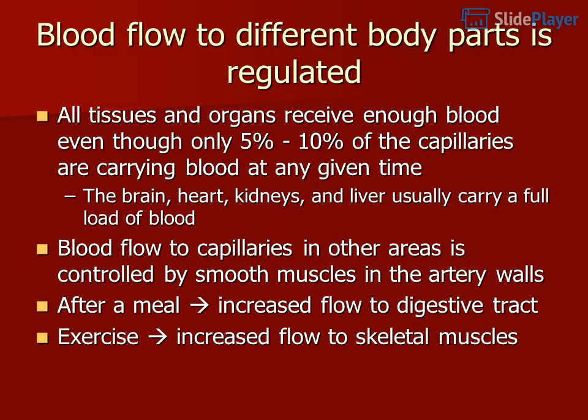Blood flow to different body parts is regulated. All tissues and organs receive enough blood even though only 5% to 10% of the capillaries are carrying blood at any given time. The brain, heart, kidneys, and liver usually carry a full load of blood. Blood flow to capillaries in other areas is controlled by smooth muscles in the artery walls. After a meal, increased flow to the digestive tract. Exercise, increased flow to skeletal muscles.